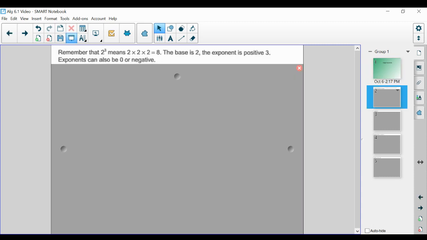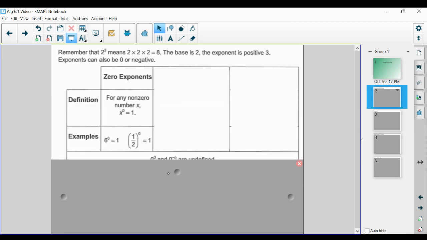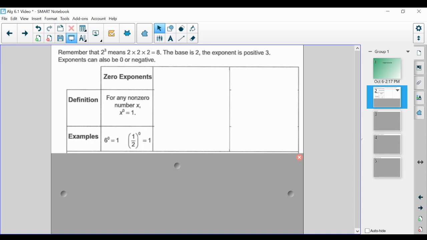Let's think back to what we know about exponents, and let's remember that 2 raised to the third power means 2 times 2 times 2. The base of this example is 2, that's the bigger number, and the exponent is positive 3. That is the tiny number. Exponents can also be 0 or they can be negative. So within here, there are 3 different general examples. We have a situation where we have 0 exponents, negative exponents, and negative exponents in the denominator.